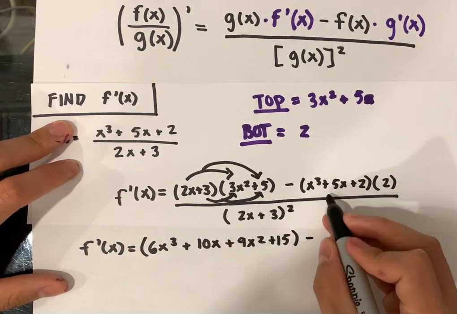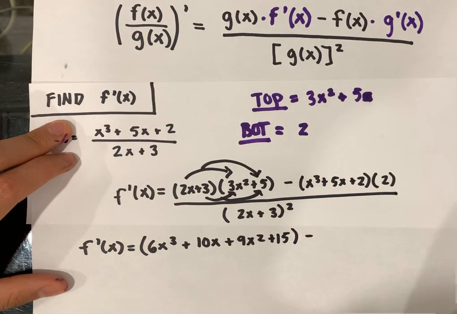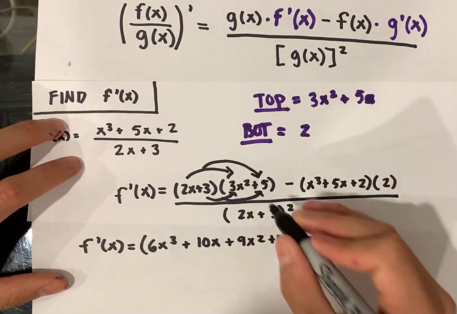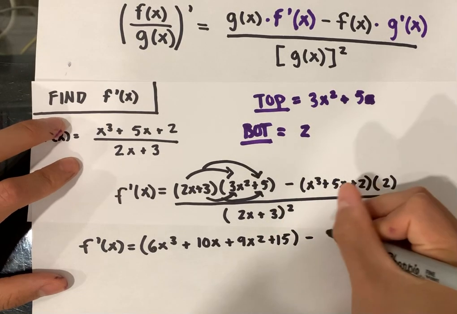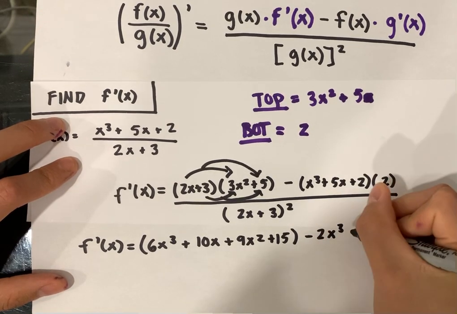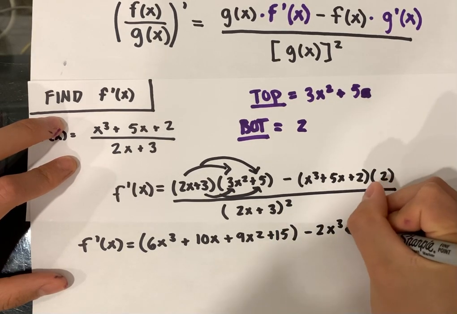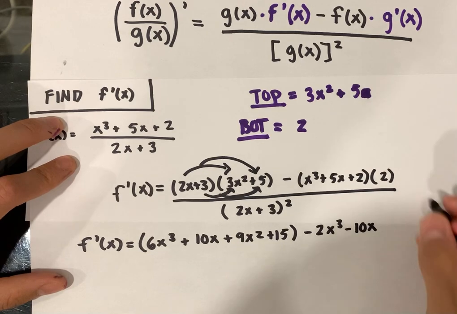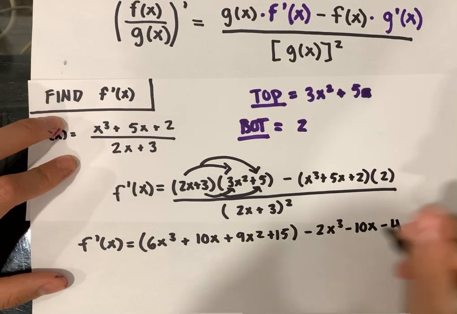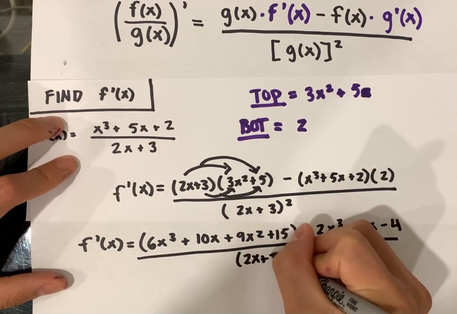Then we're going to move on to this one, and we're going to just distribute the 2 inside. Just one thing to remember that is very important and that you can forget very easily is that there is a negative, so don't forget to distribute that also in. So first we're going to get 2x cubed, then we're going to get 2 times 5x, but there's a negative, so don't forget to distribute it in. So you'd get negative 10x, and then you get 2 times 2 with the negative, 4. All divided by the denominator squared.